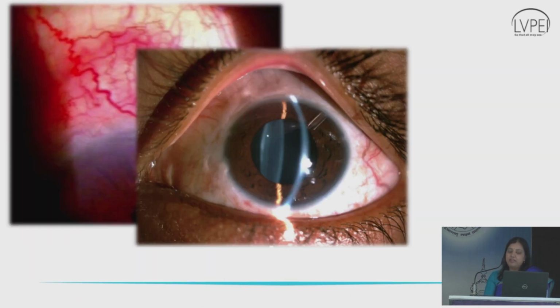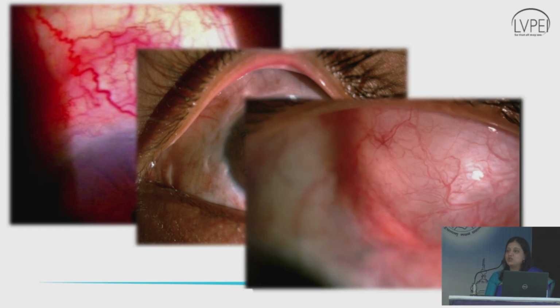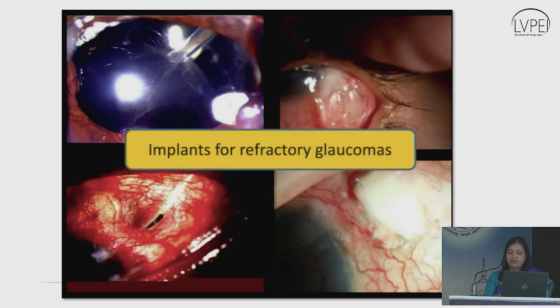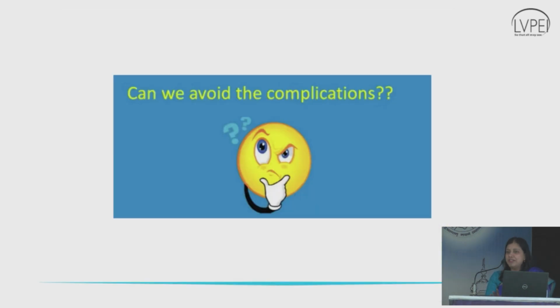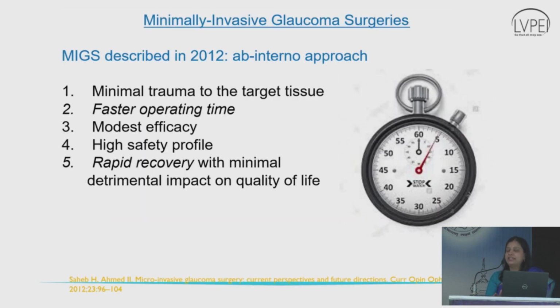And if it's a failure, then we do have implants, but that is also associated with complications like failure and then its own associated problems. So can we avoid these complications? Yes, definitely. With MIGS, there is minimal trauma to the tissue, and it has a high safety profile with modest efficacy, faster operating time, and rapid recovery.